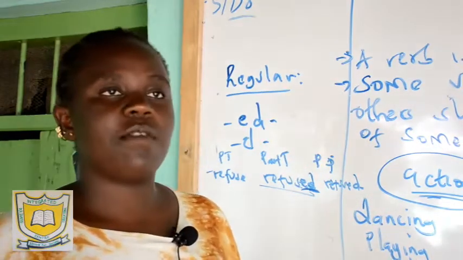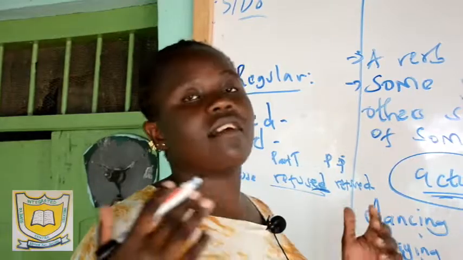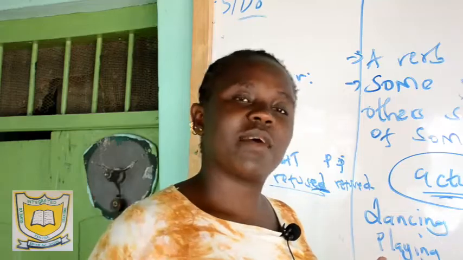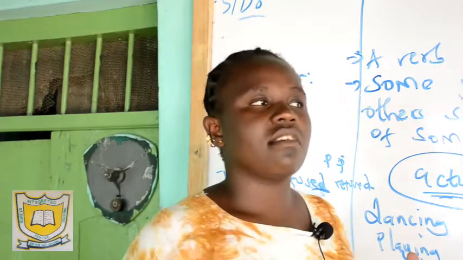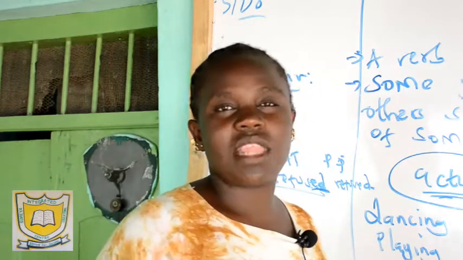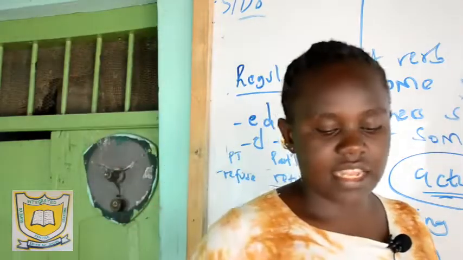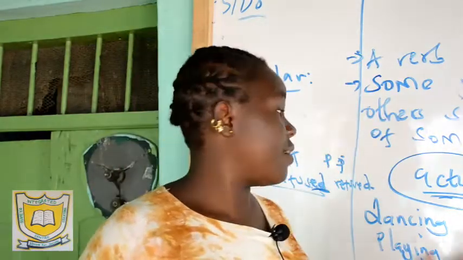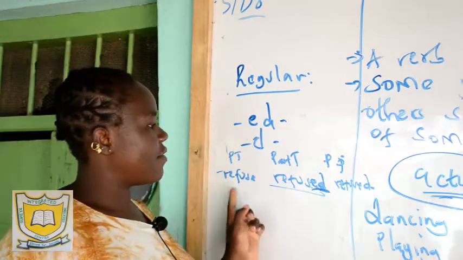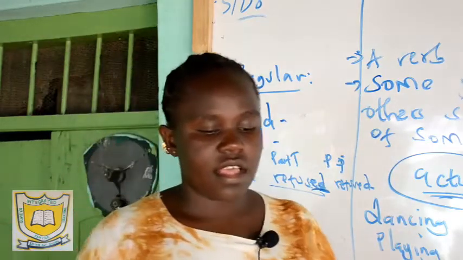So we can say regular verbs are those verbs that end with a d or an ed in their past tenses or past participles. How do you form these past tenses or past participles? In some verbs we add a d, and in some other verbs we add an ed. So for example, we have refuse, and then I have refused.